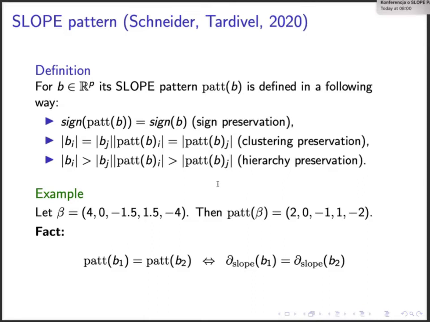I have a question, why do we call it a slope pattern? Why is slope so specific here?